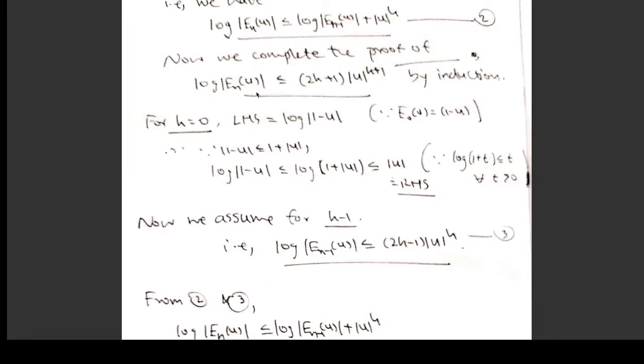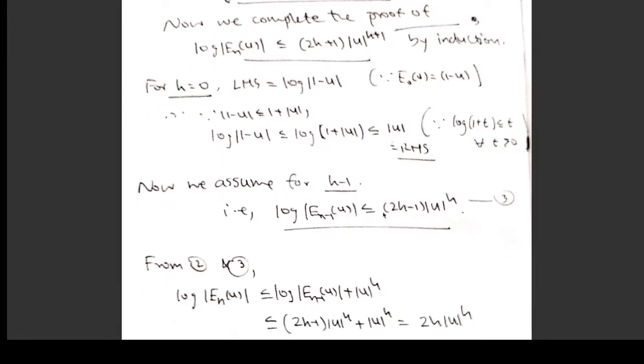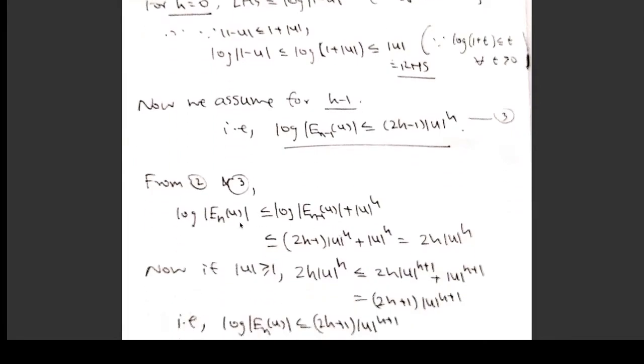Now this is something we want to prove by induction. For h equal to 0, this is straightforward. We assume it for h minus 1. That means you have this for h minus 1. Now for 2 and 3, log mod E_h(u) is, so 2 is this, so you apply this here. Now for this, by the induction assumption, this is bounded by this, and you will obtain this.